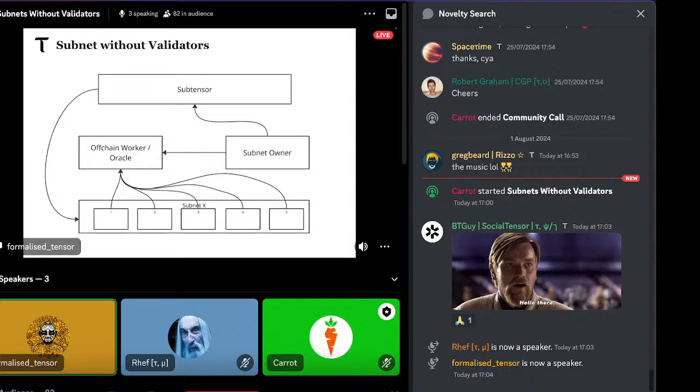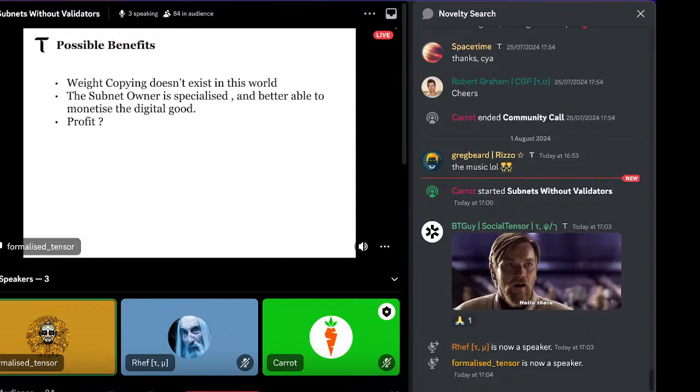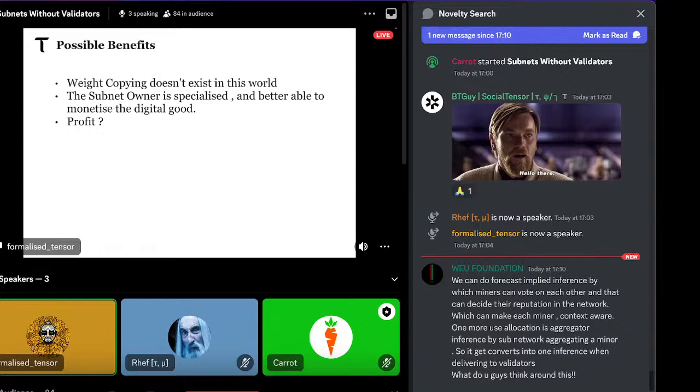It's mainly a thought experiment now, but it could become something, because a lot of the problems we face right now are because we're trying to do subjective utility. But for some goods, things like compute and storage, maybe we can produce things that are even far better. So, possible benefits: there is nothing like weight copying here, because there's only one judge.